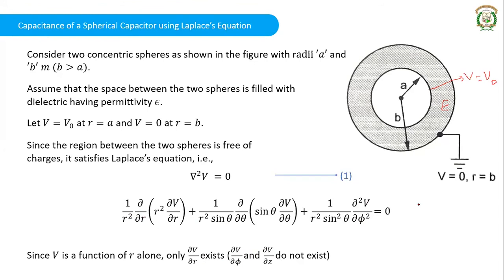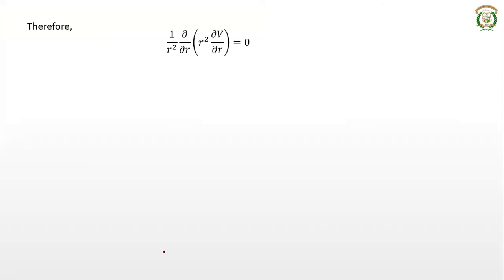So what remains is only this particular term, that is 1 by r square dou by dou r into r square dou v by dou r. So this term will be 0. Now 1 by r square I can eliminate from here. So what you get is dou by dou r of r square dou v by dou r is 0.